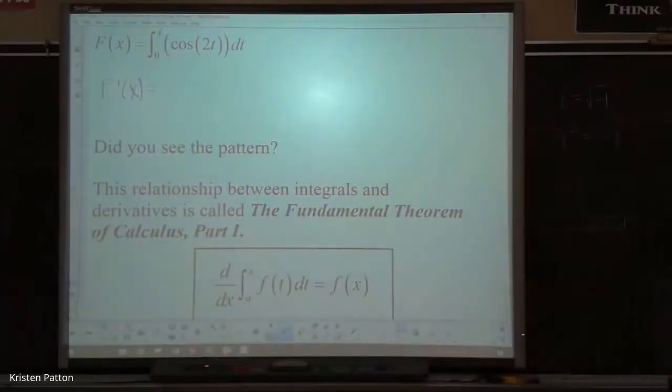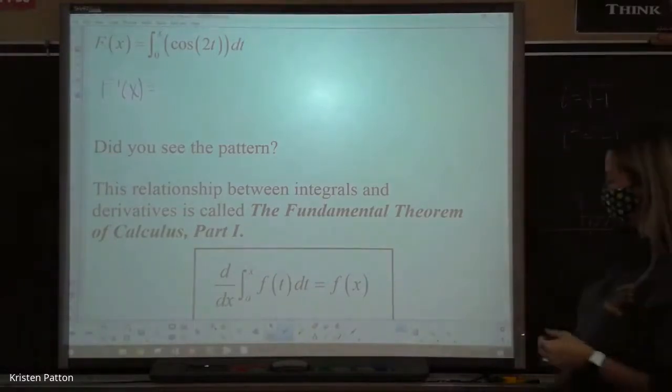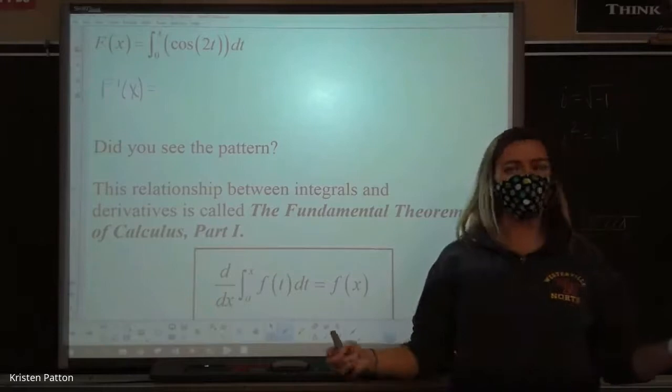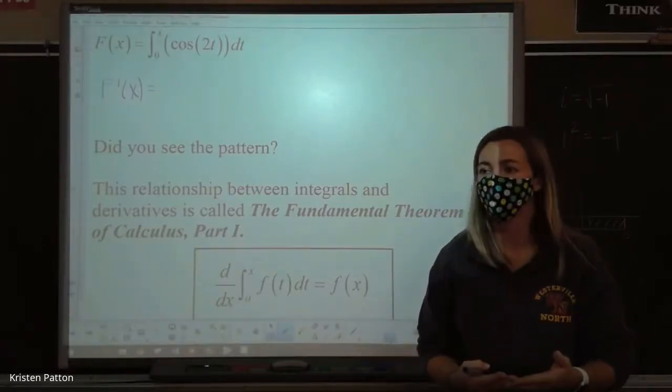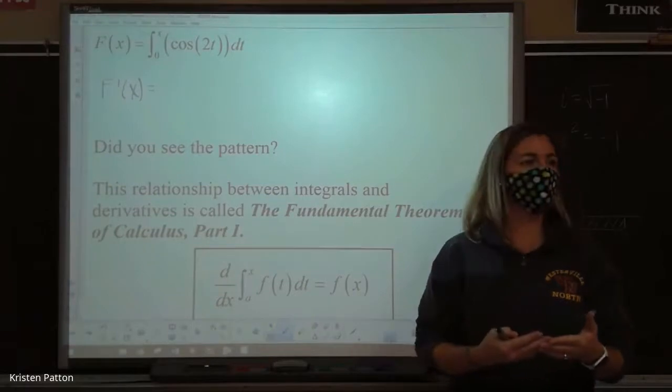I went ahead and left it as capital F prime. That way we just see for sure. Yes, it's the derivative of capital F. You could call it little f, but we'll leave it alone. Based on what we've been doing, what do we think the answer should be? Cosine of 2x. Cosine of 2x.